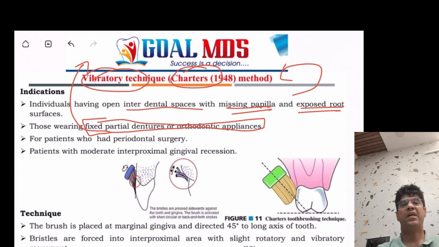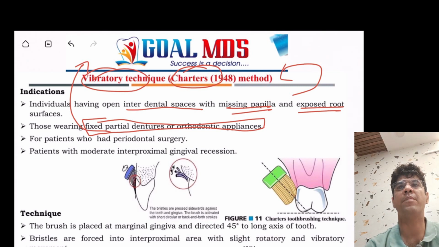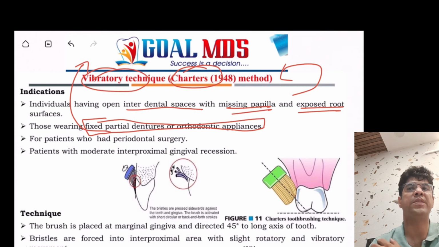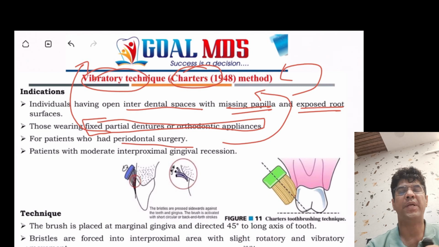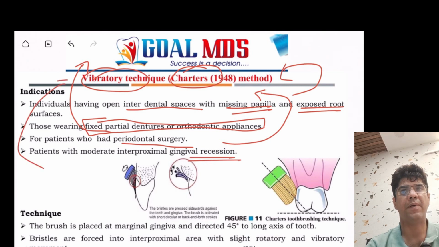This question was asked in one of your entrance exams: a patient wearing a partial denture or orthodontic appliance, identify the toothbrushing technique. The preferred toothbrushing technique here is the Charters method. For patients who have had periodontal surgery, the Charters technique is indicated. For patients with moderate interproximal gingival recession, again the Charters technique is indicated.